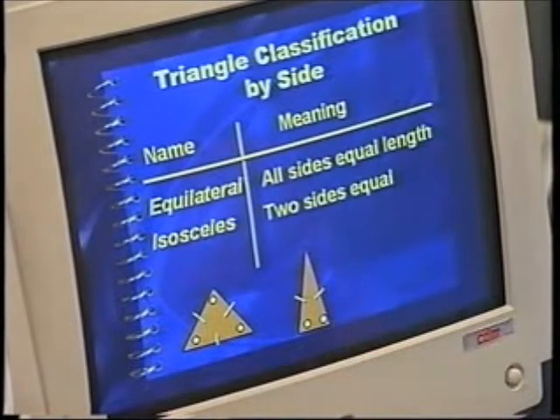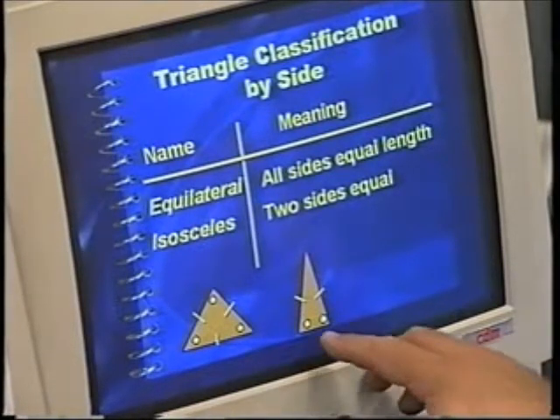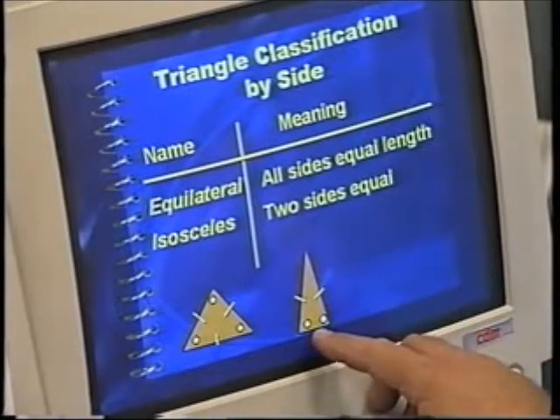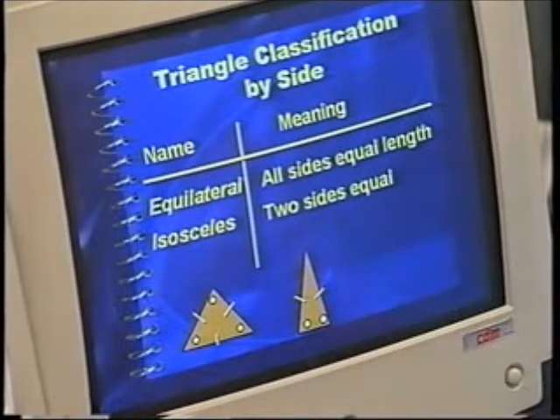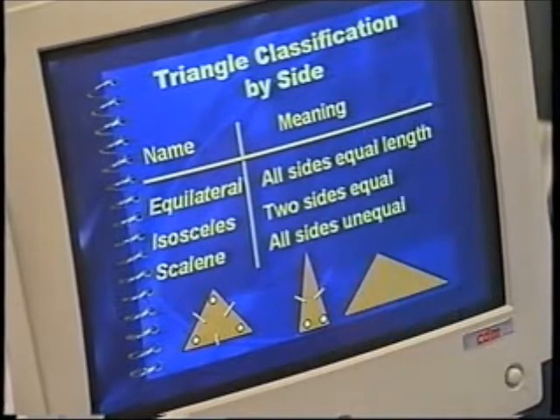An isosceles triangle, and have a look at the spelling, has 2 sides the same, meaning that those 2 base angles are going to be the same. And then finally we've got a scalene triangle where all sides are unequal and all angles are unequal as a result.